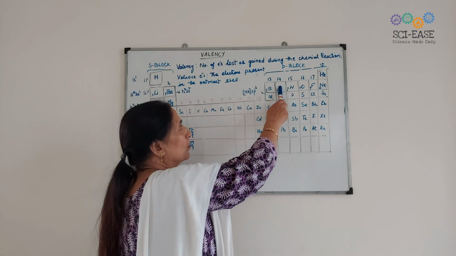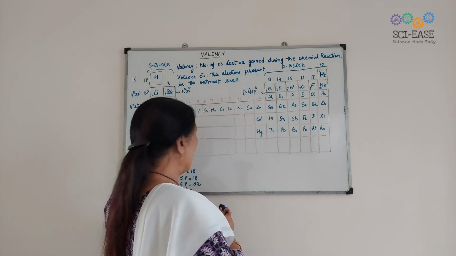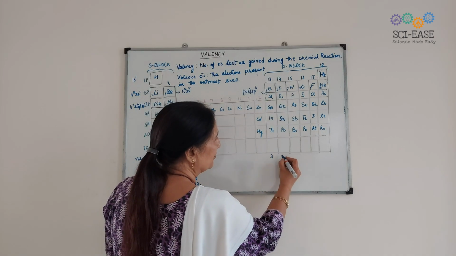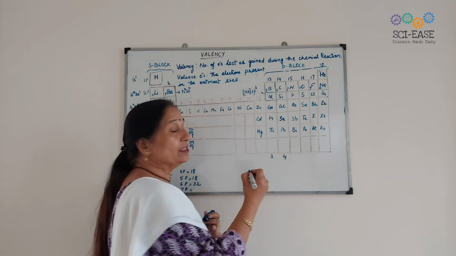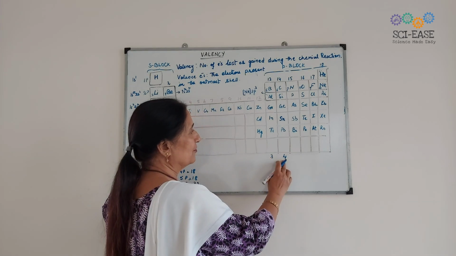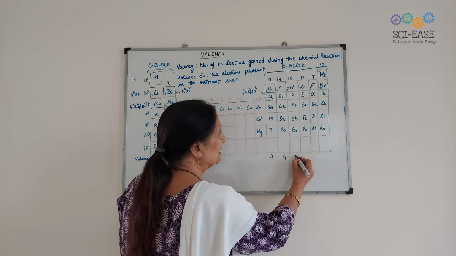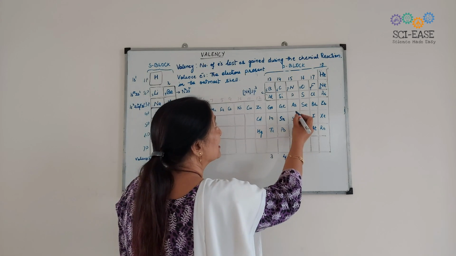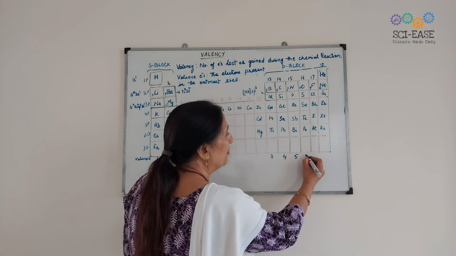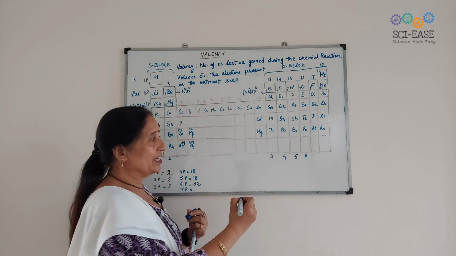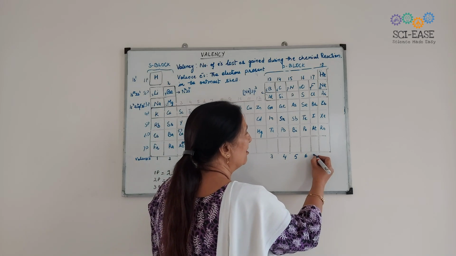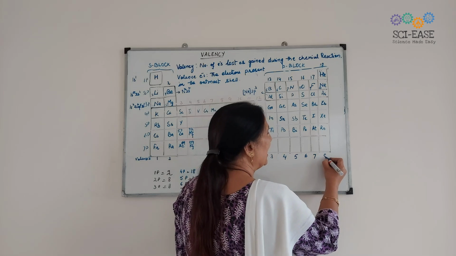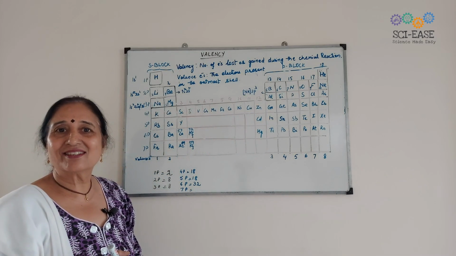Now come to group 14. First I will write here 3 electrons in its valence shell. 14th group will have 4 electrons in its valence shell. 15th group will have 5 electrons in its valence shell. 16th group has how many? 6 electrons in its valence shell. 17th group has 7 electrons in its valence shell. And 18th has 8 electrons in its valence shell.